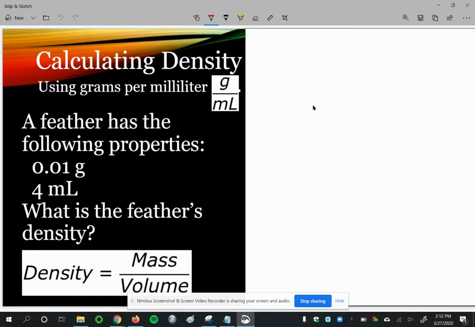But let's do some examples about calculating density. I encourage you to pause whenever you feel like you've got the hang of this, so you can try some of these out for yourself. I don't want you to have me do all these problems for you, because you're going to have to do some on your own for classwork today.